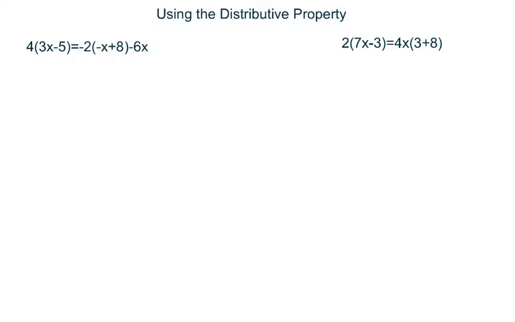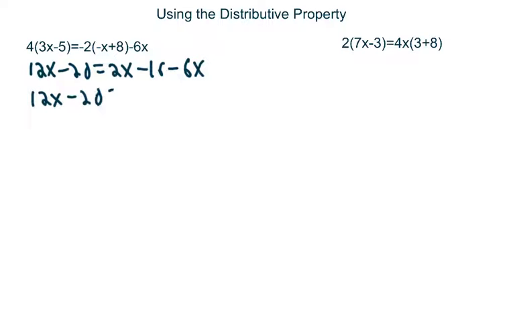We're going to solve this using the distributive property. 4 times 3x, 12x. 4 times negative 5, negative 20. Negative 2 times negative x, 2x, minus 16. And then combine like terms. 2x minus 6x, negative 4x, minus 16.